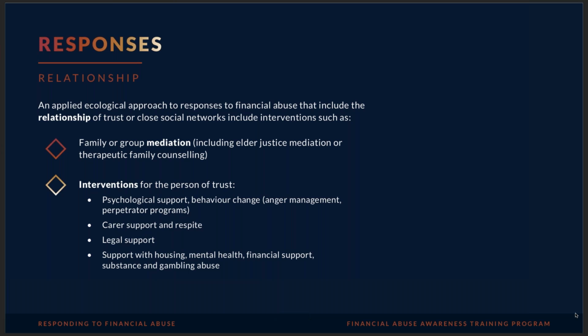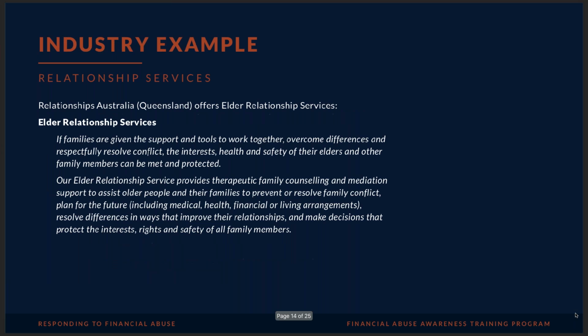The second tier of responses is within the relationship. This is the relationship of trust or the close social networks. This can include interventions such as family or group mediation, and it can also include interventions for the person of trust. That can include psychological support, care support and respite, legal support, and support with housing, mental health, financial, substance and gambling abuse issues.